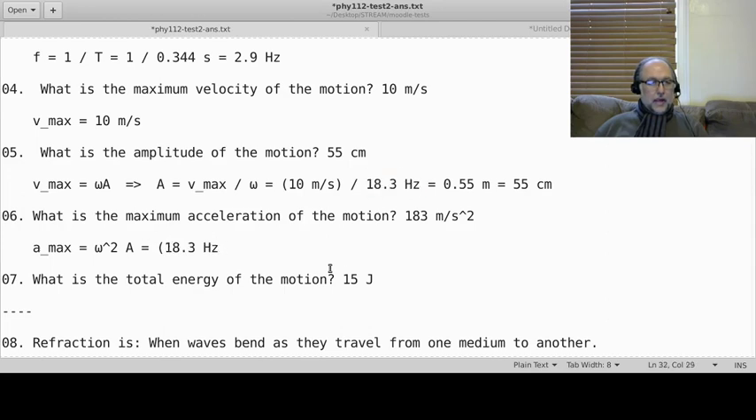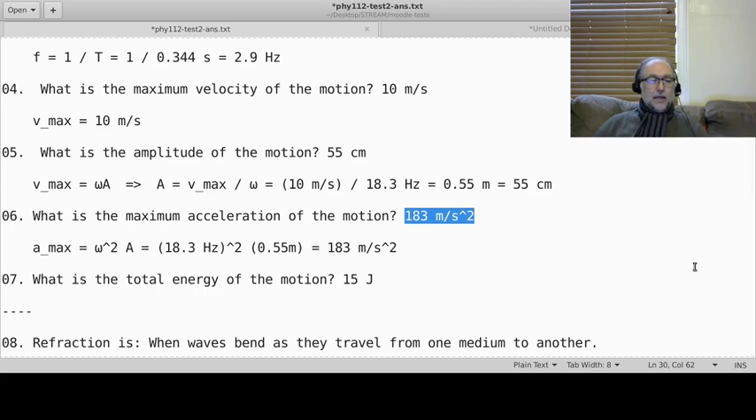All right, and we have to square that. Okay, and the amplitude is 0.55 meters, like that. And crunching that through gives you an answer of 183 meters per second.